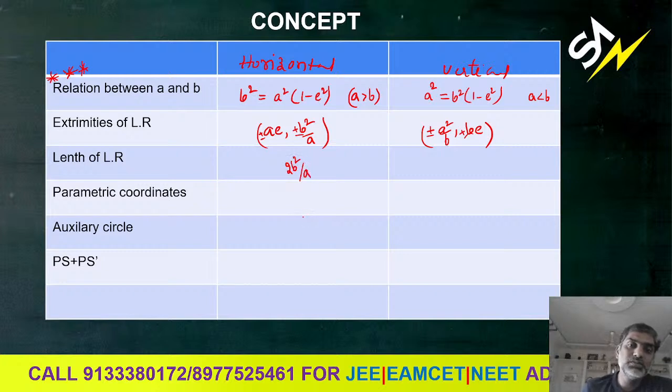In case of horizontal ellipse. And if it is vertical ellipse, we can write it as 2a square over b. 2a square over b. What is the next point?